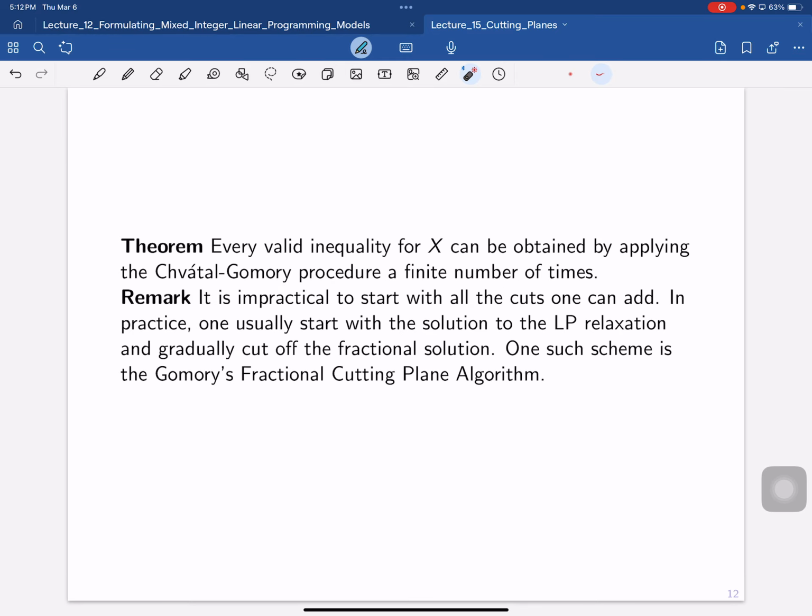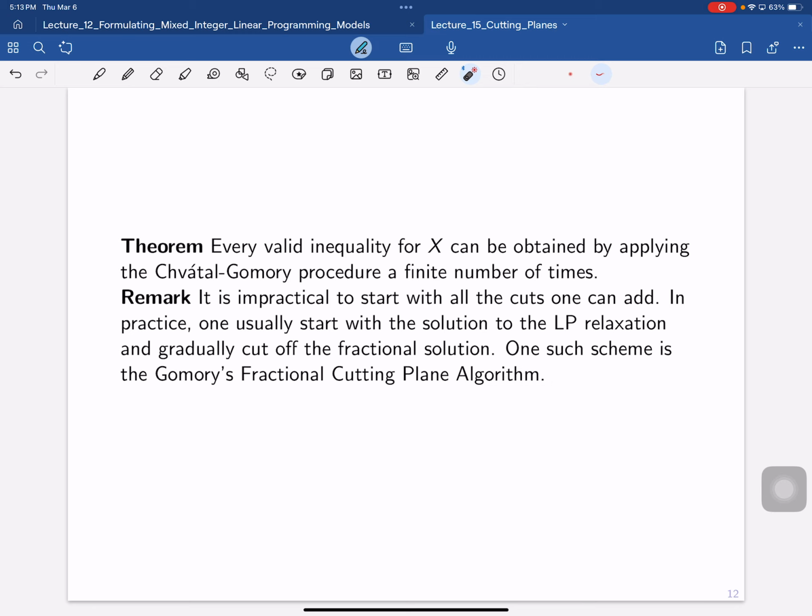So why is this interesting? There is a theorem saying that if you derive the valid inequalities in this procedure, you only need to apply this procedure a finite number of times to get all the potential valid inequalities for x. In other words, you can get the convex hull of integer linear programs by applying the Chvátal-Gomory procedure a finite number of times. It's just a theoretical result. Of course, you are not going to go through all the possible u's to derive the Chvátal-Gomory inequalities.